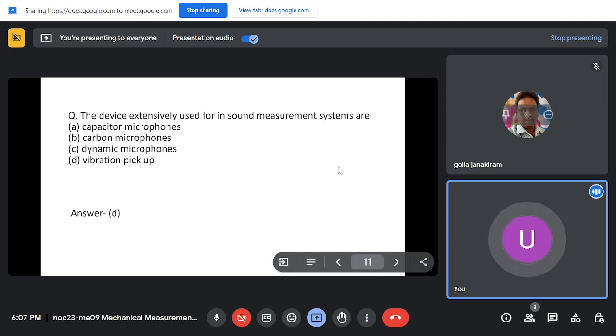So vibration pickup is just like the electromagnetic transducers which are used. These are widely used for sound measurement systems, or the microphones which are generally used. So these are vibration pickup types. So the answer is option D, vibration pickup.